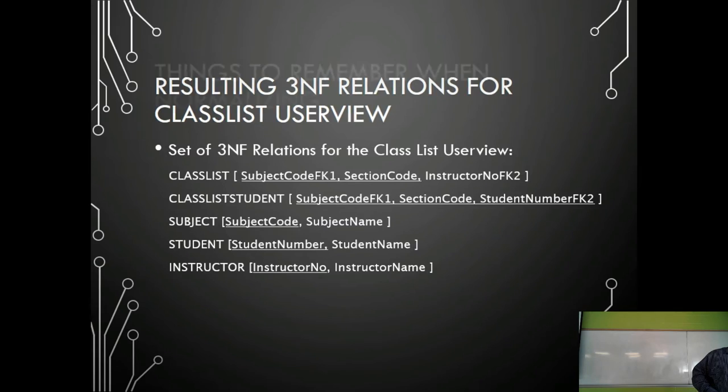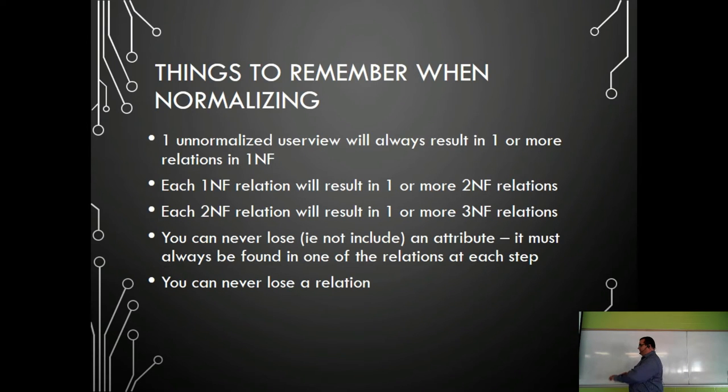Okay. Now, that was that last one. Instructor, we did that. Okay, just a few things to remember when normalizing. A single unnormalized view will always result in one or more relations in first normal form. In other words, you cannot reduce what you have. Same thing, each first normal form becomes one or more second normal, each second becomes one or more third normal. Which leads me to explain, you can never lose a relation and you can never lose an attribute. In other words, as you're decomposing the data, you can't lose information. Everything that you started out with has to still exist somewhere. Hopefully it's in the right place, but it has to exist somewhere.